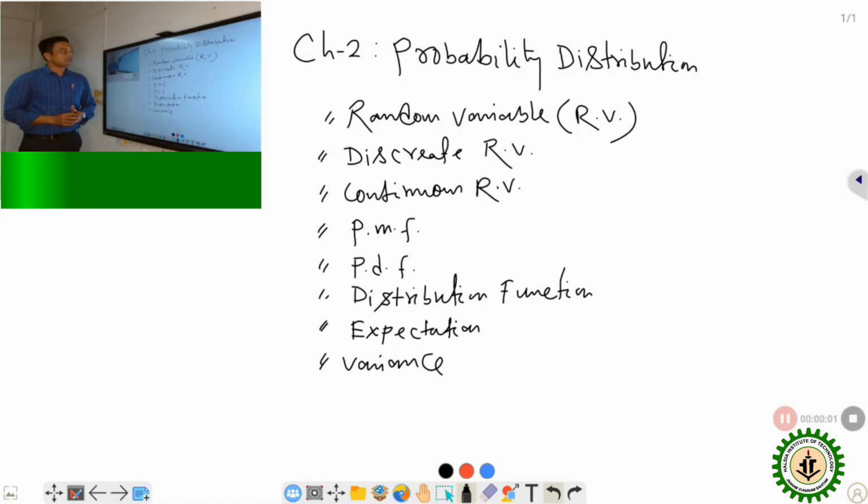Welcome to chapter 2. We're studying probability distribution today. Our topic contains random variables. There are two types of random variable, discrete and continuous. The distribution function of a discrete random variable is called the probability mass function, PMF, and for a continuous random variable it is called the PDF, probability density function. Both have the cumulative distribution function. Usually we call it just the distribution function. And expectation and variance for both the discrete and continuous random variable, that we are going to study today.